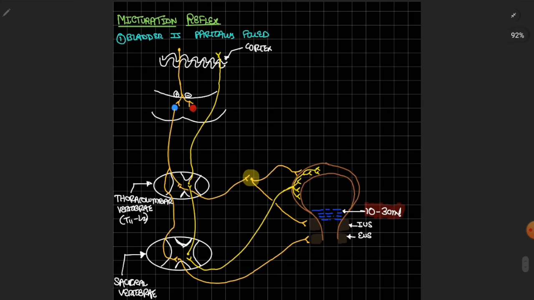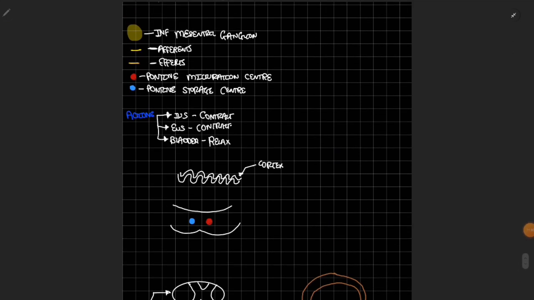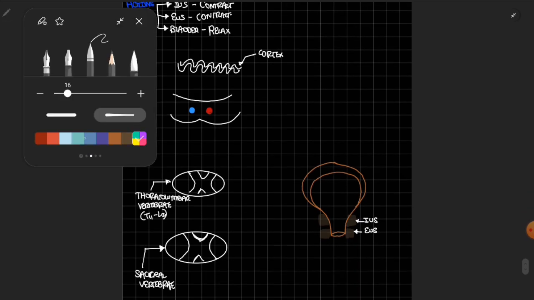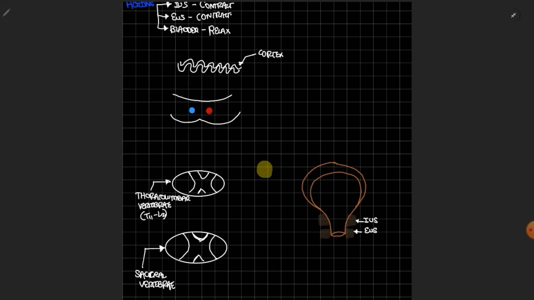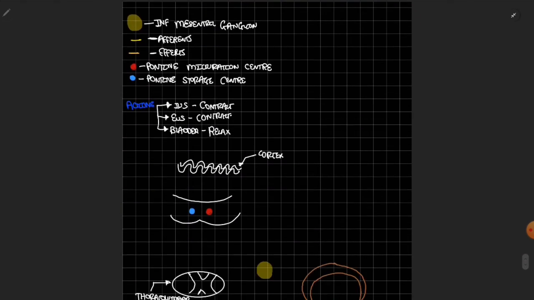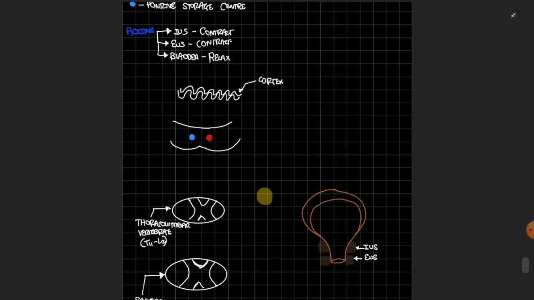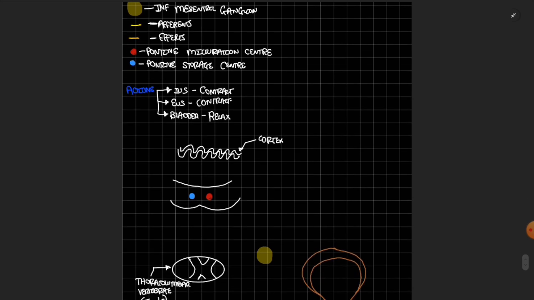Now let me just draw this figure again. So now I have drawn the same diagram, and the information remains the same. Oh, I forgot the inferior mesenteric ganglion. Sorry for that. So basically this is the same figure. The neuronal circuit is the same, just some differences in the activation, but we will draw it so it will be better understood. So the inferior mesenteric ganglion, the afferents will be the yellow color and the efferents will be dark yellow color. Pontine micturition center and pontine storage center are also shown here.